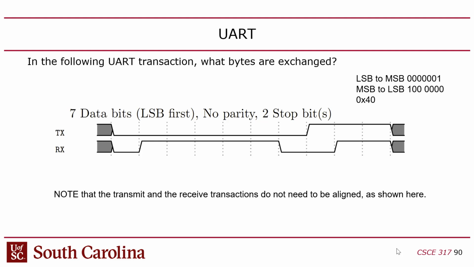Okay, well here's an example. 7 data bits, least significant bit sent first, no parity, 2 stop bits. So how do I read this?